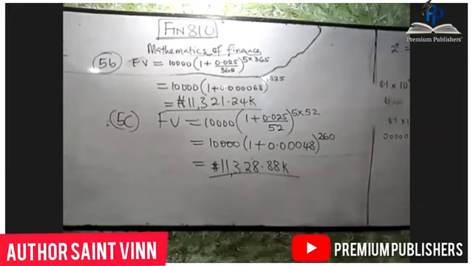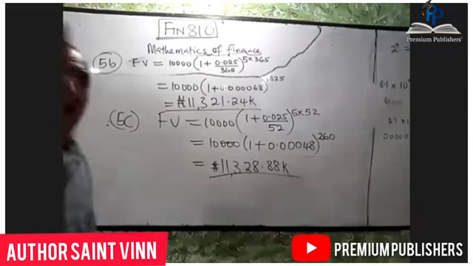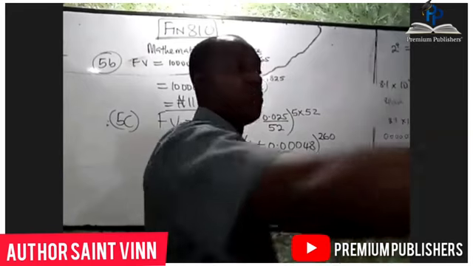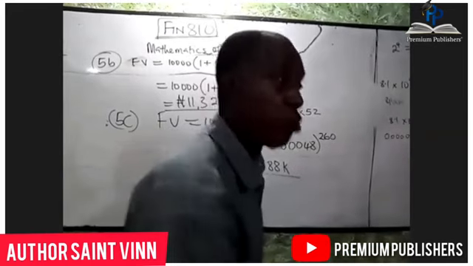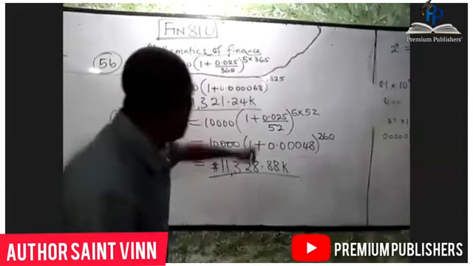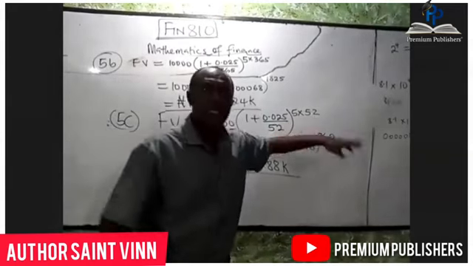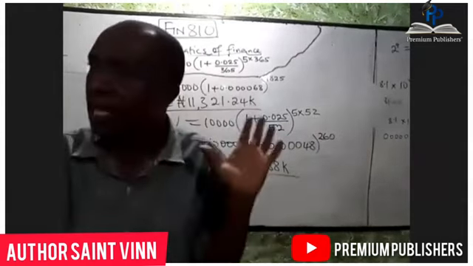Another one is fortnightly. Fortnightly means every 2 weeks. That's the meaning of fortnight. So we're looking at 26 now, because a year is 52 weeks. You divide 52 by 2 to get 26. So instead of dividing by 2, you divide it by 26. Multiply n by what? 26. Fortnightly, yes. That one has gone. Any question?